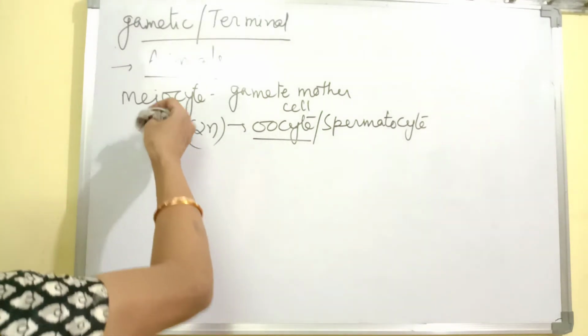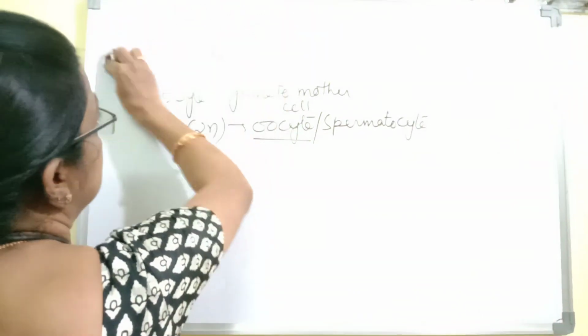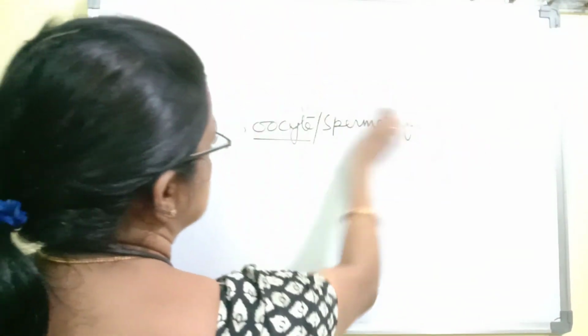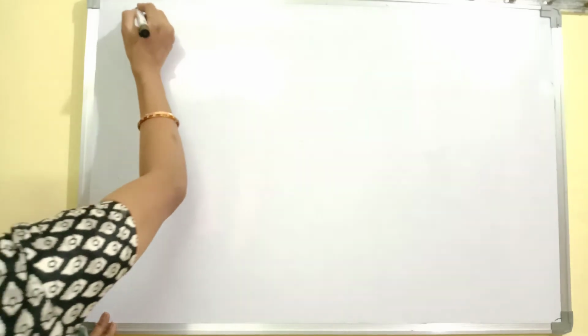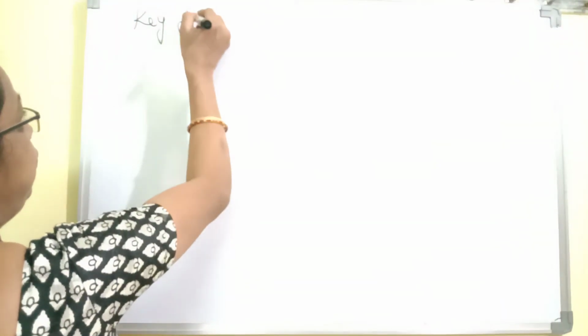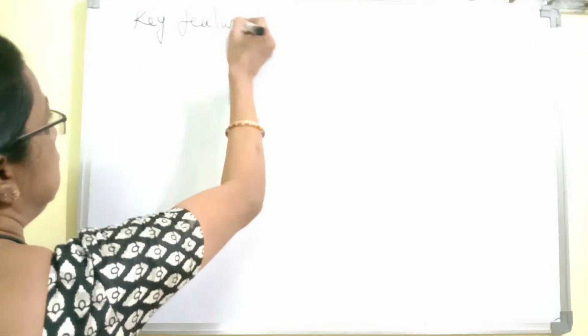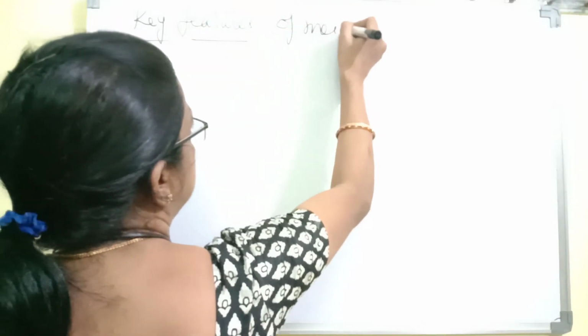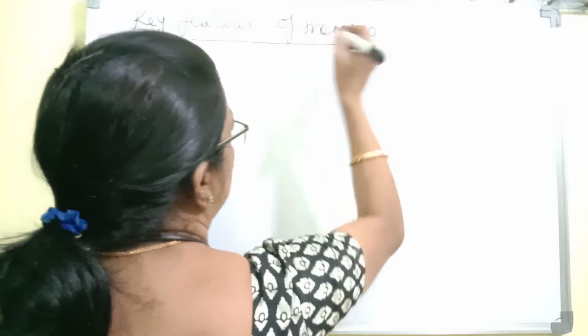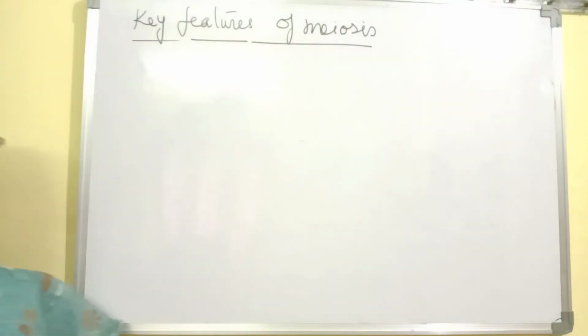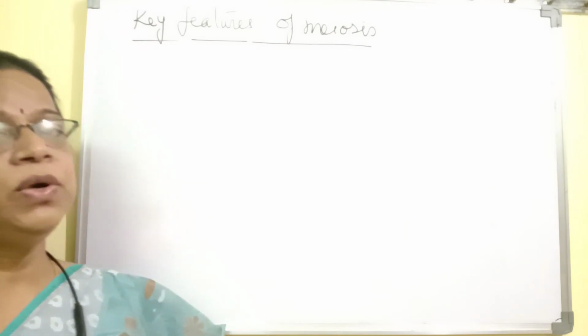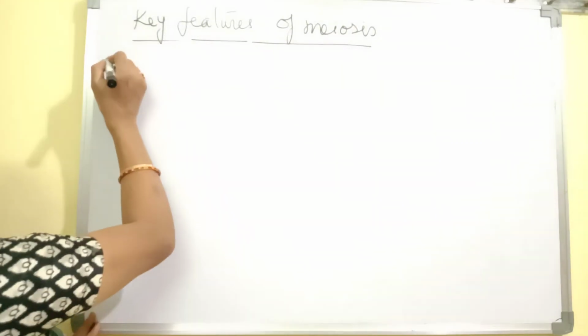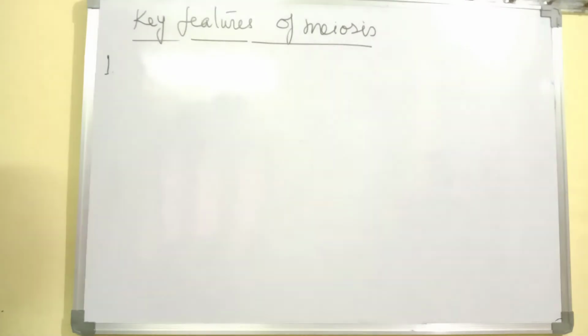Now, the next topic we will discuss is meiosis. Before I start with the process of meiosis, first I would like to discuss the key features of meiosis. What are the main important characteristic features of meiosis? So let us see. I'll list them down one by one.